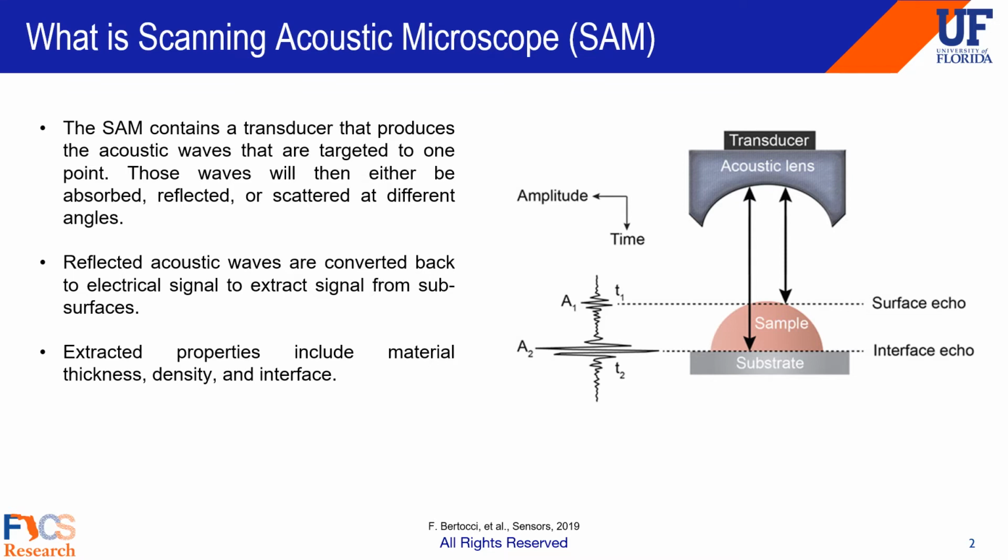Now a SAM consists of a transducer that produces acoustic waves, and then we focus them using an acoustic lens onto a sample where those waves are then either absorbed, reflected, or scattered at different angles, with detectors either on the top or the bottom of the sample. Now, these reflected acoustic waves are converted back into electrical signals, and these signals are based off of subsurfaces on the sample. From these electric signals, we are able to extract properties that include material thickness, density, and interface.